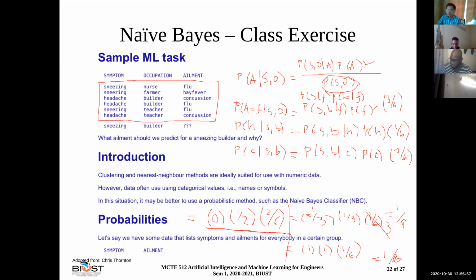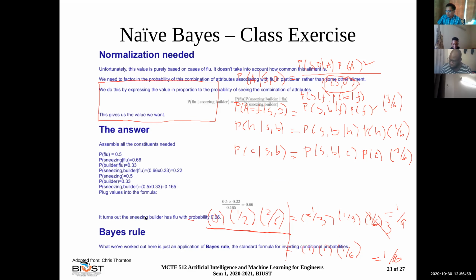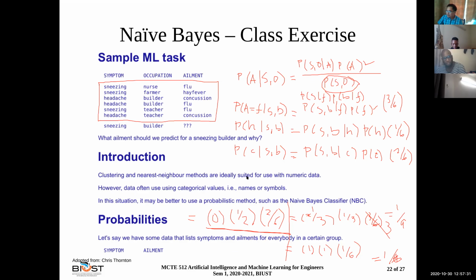Yes, sir. It turns out the builder has flu. Ours is wrong. Ours says hay fever. How come our... no, this is correct. Our computation is 1 over 9, and here it is 1 over 6. Flu and sneezing. Oh, ours is wrong. Why is ours wrong?